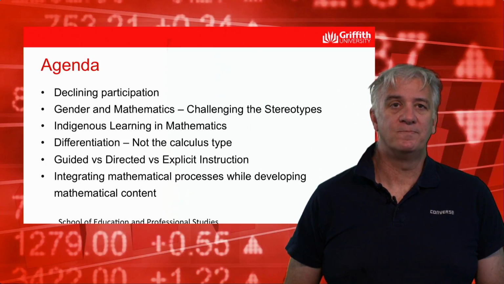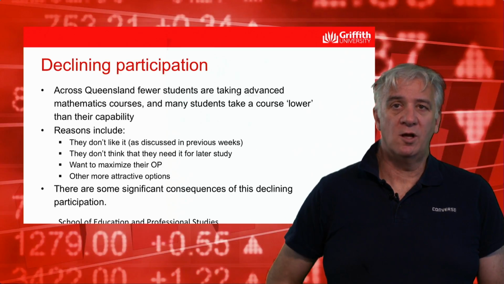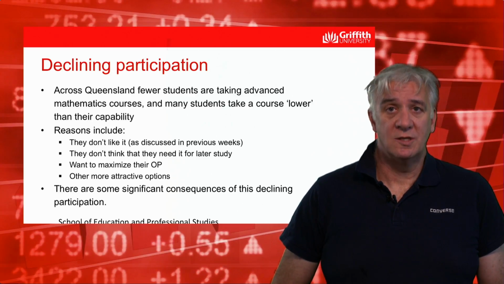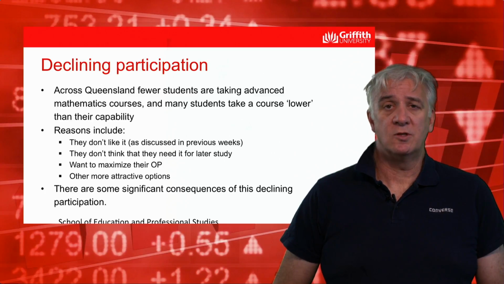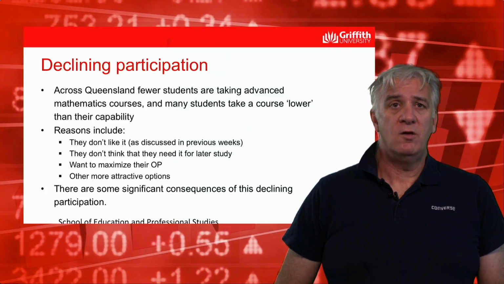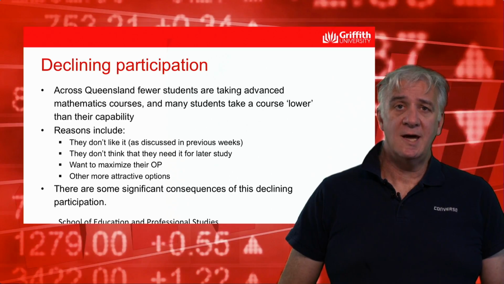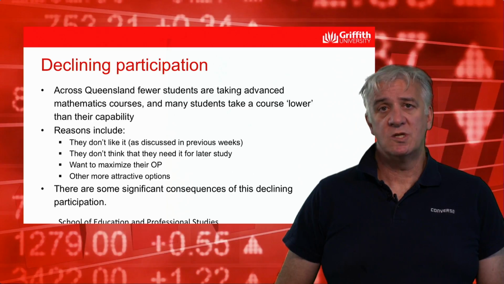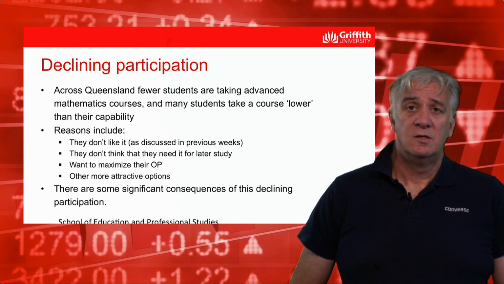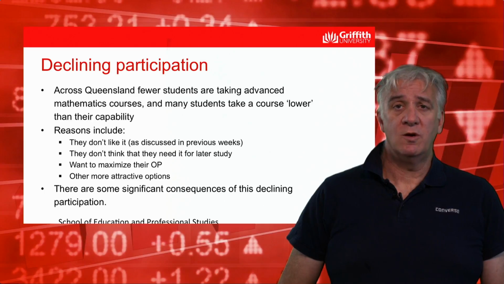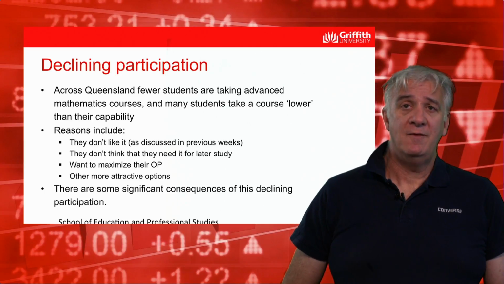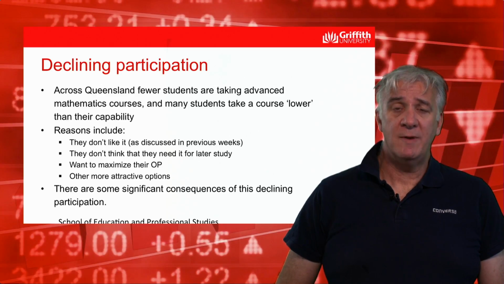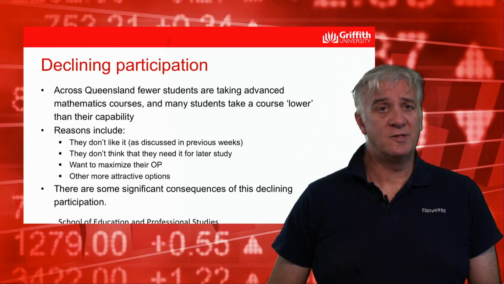The first one is declining participation, and this really is the biggest issue that's facing mathematics in Australia, not just Queensland. We know that across the state fewer kids are taking advanced mathematics, and many students take a course which is lower than what they're capable of. So for many kids who should or could be doing Maths C, they do Maths B. And for kids who could or should be doing Maths B, they do Maths A. And for kids who could do Maths A, a lot of them do pre-vocational or something like that.